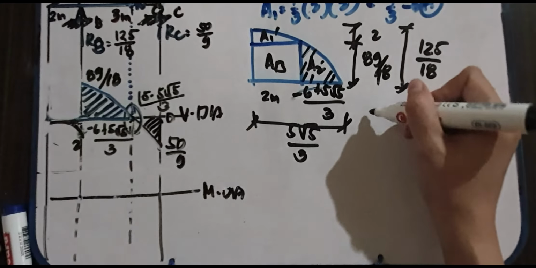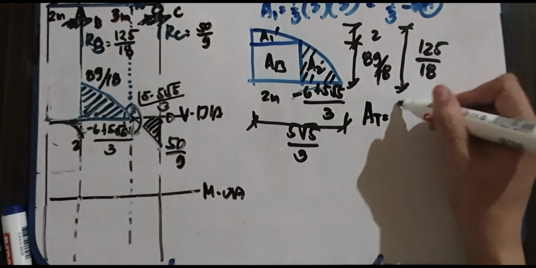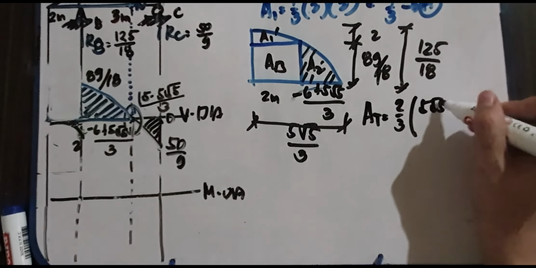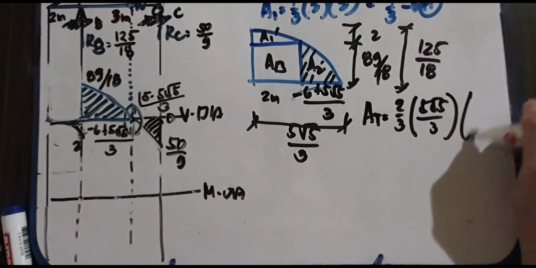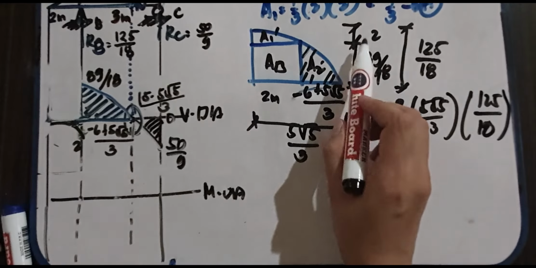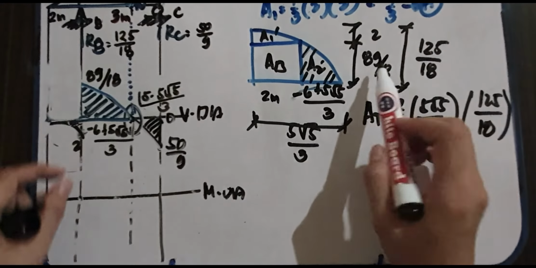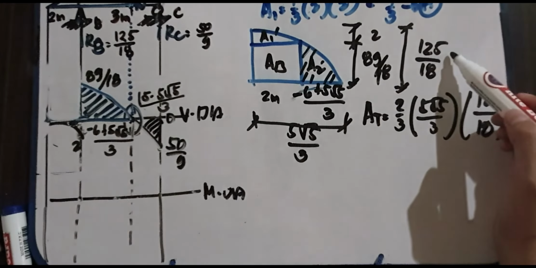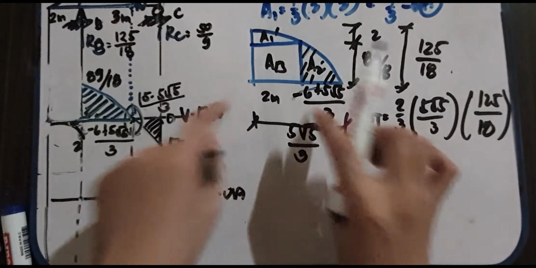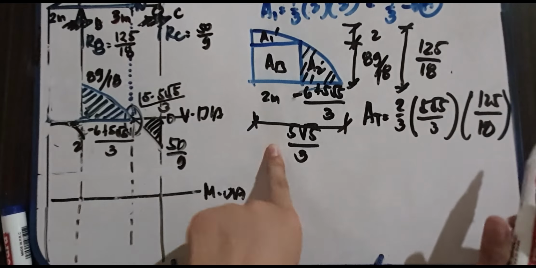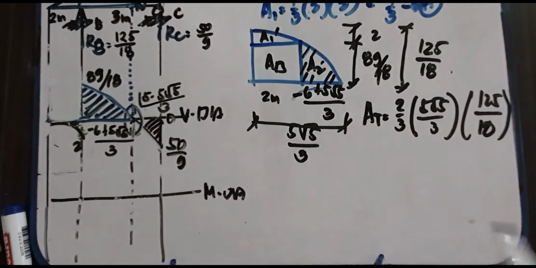So, all we have to do is to determine the area total. So, we have 2/3 multiplied by this distance, which is 5 square root of 5 all over 3. Multiplied natin ng height, which is 125 all over 18. Saan nakuha yung height na to? Itong 2 dito. And how about 89 all over 18? Ito po yun. So, pag pinag-add mo yung dalawa, we have 125 all over 18. And same with this, 5 square root of 5 all over 3.